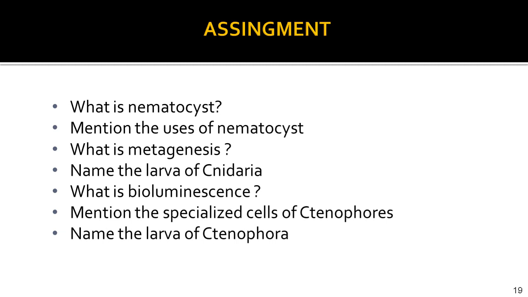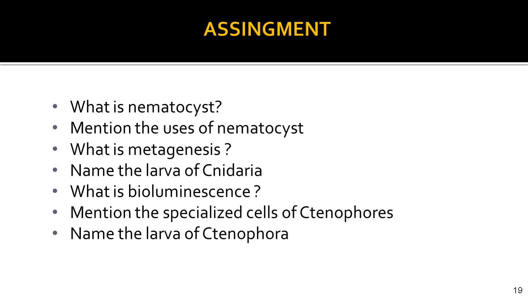Okay. Third question, what is metagenesis? Phylum Cnidaria consists of alternating body forms, polyp form as well as medusa, which is known as metagenesis. Okay. And name the larva of Cnidaria. What is the name of the larva of Cnidaria? Planula larva. Okay.